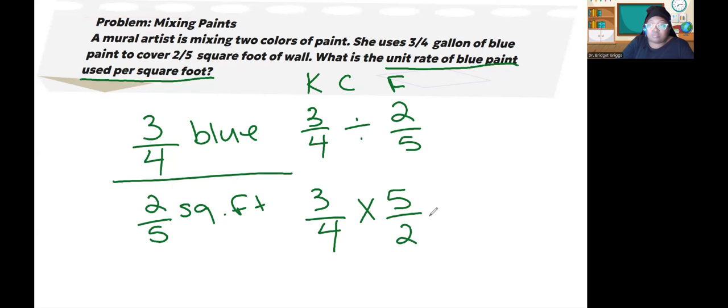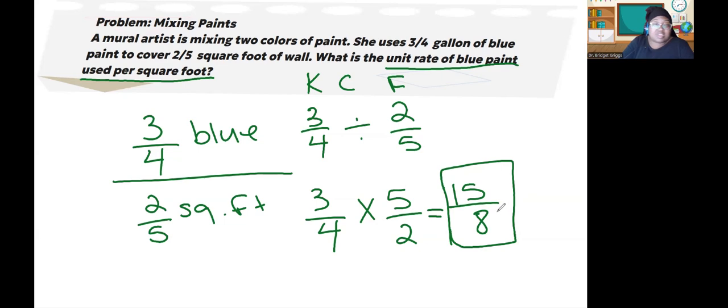When we multiply fractions, we just multiply across the top and the bottom. So 3 times 5 is 15. 4 times 2 is 8. So our unit rate for how much blue paint is used per square foot is 15/8 per square foot.